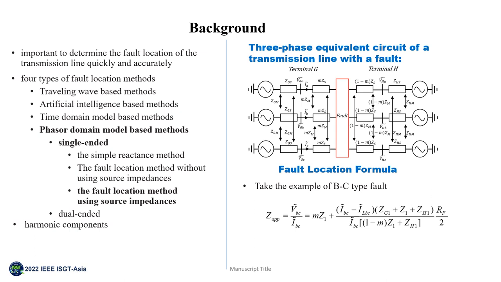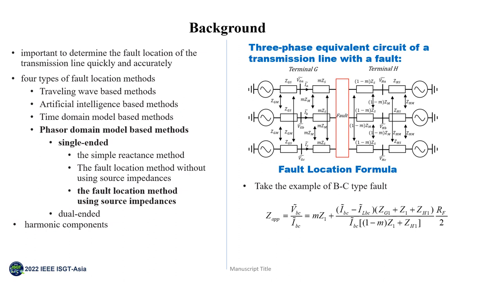Within modern power systems, it is of great importance to determine the fault location of the transmission line quickly and accurately, to minimize the time spent searching for the fault and therefore the power outage time and operational costs. Nowadays, there are primarily four types of fault location methods, including traveling wave-based methods, artificial intelligence-based methods, time domain model-based methods, and phasor domain model-based methods.